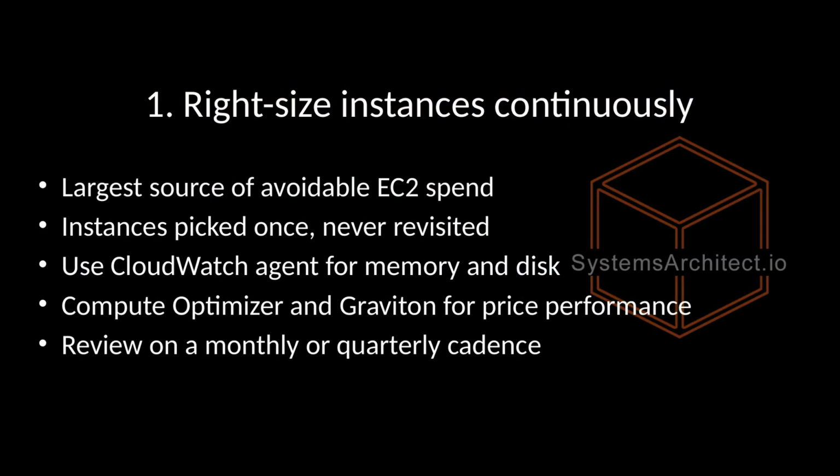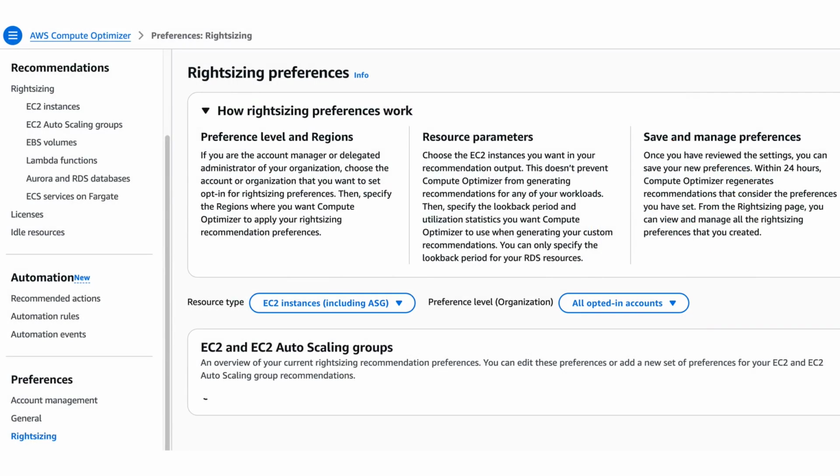AWS Compute Optimizer is the primary native tool for this. It reads real usage history and recommends specific instance types. CloudWatch covers CPU and network, but memory and disk need the agent. Treat right-sizing as a monthly review, not a one-time cleanup.